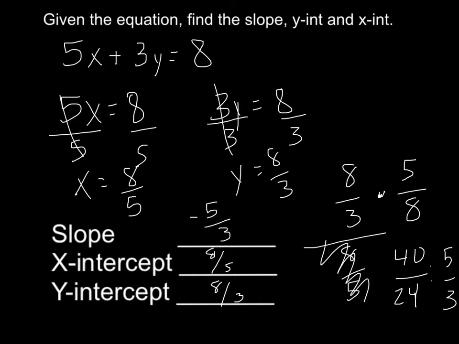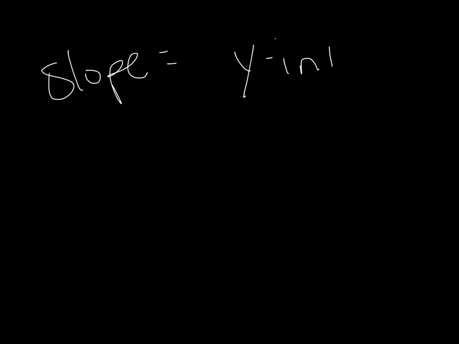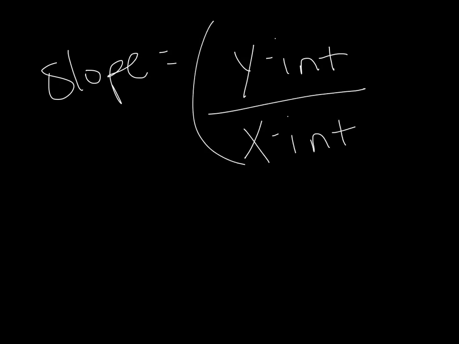Okay, so to find the slope, it's the y-intercept divided by the x-intercept, the opposite of that. So negative, so if it's already negative, you make it positive. If it's already positive, you make it negative.